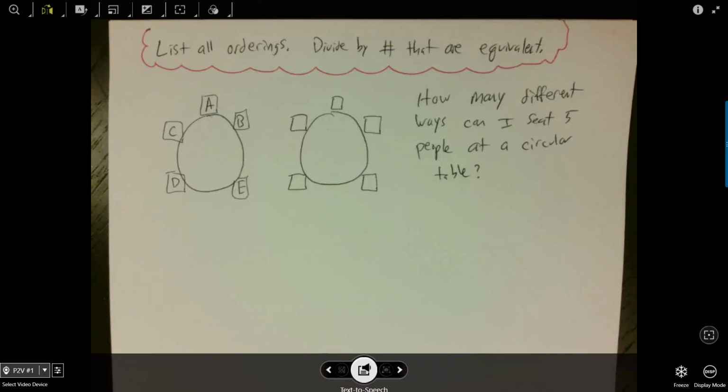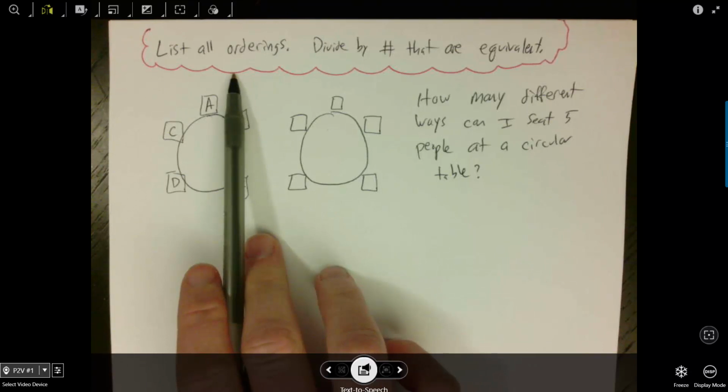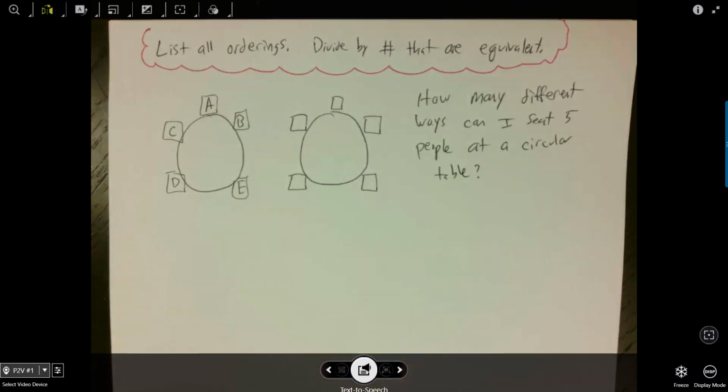All right, so new problem. How many different ways could I seat 5 people at a circular table? This is another application of the same strategy where we'll list all of the ways, but then we'll divide by the number of ways that really should be treated as the same.